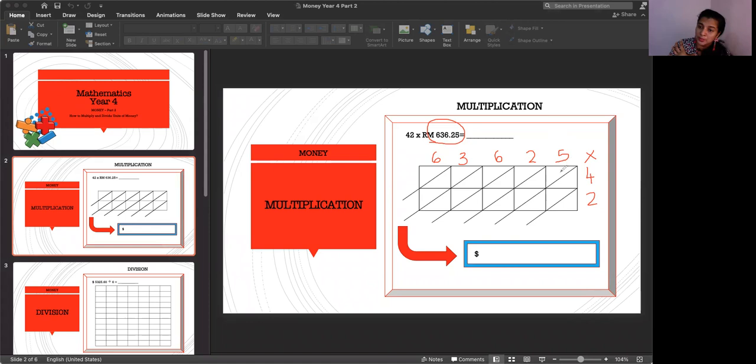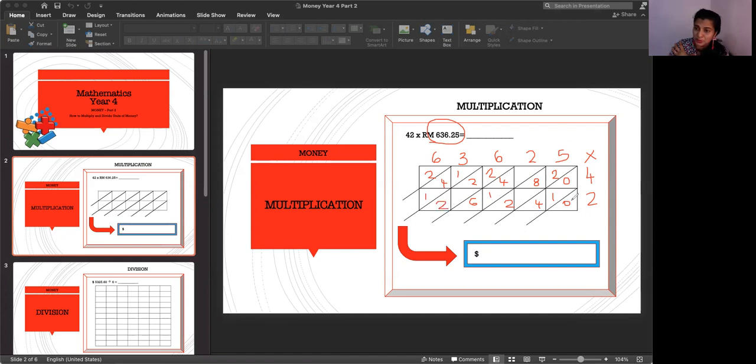Okay, so lattice method, 5 times 4, answer 20, 2 up, 0 down. 2 times 4, answer 8. 6 times 4, 24, 2 up, 4 down. 3 times 4, 12. 6 times 4, again 24. Now let's do it with the lower digit here, which is 2. 5 times 2 would be 10. 2 times 2 would be 4. 6 times 2 would be 12. 3 times 2 would be 6. And 6 times 2, again, it's 12.